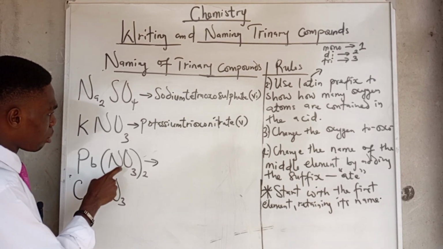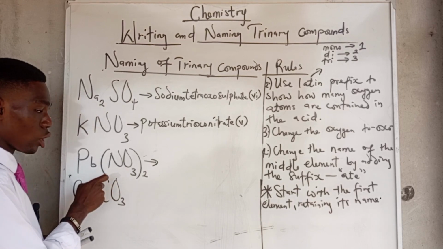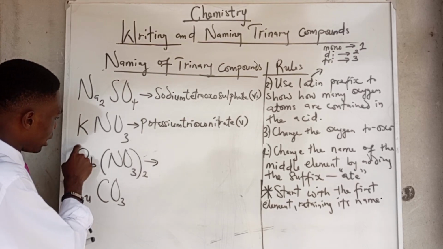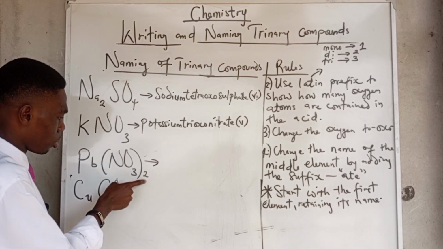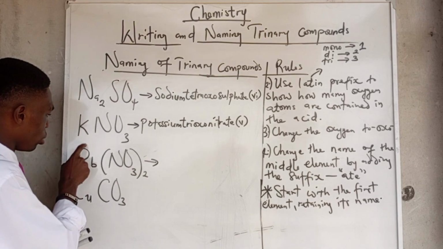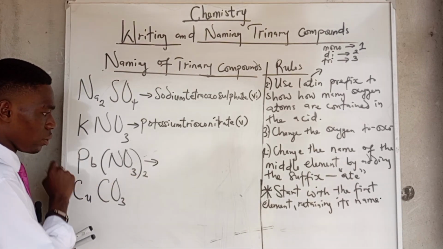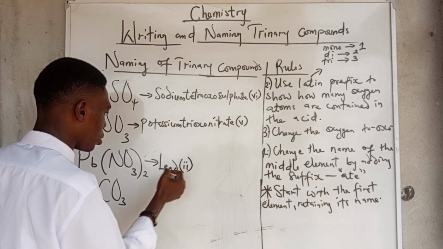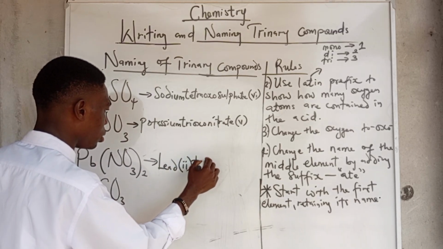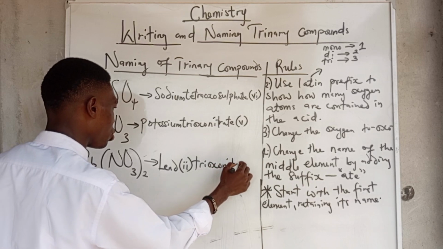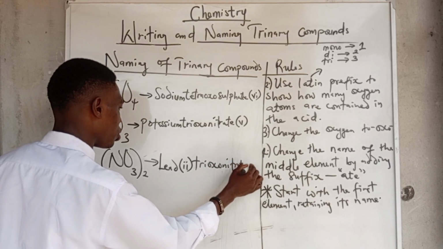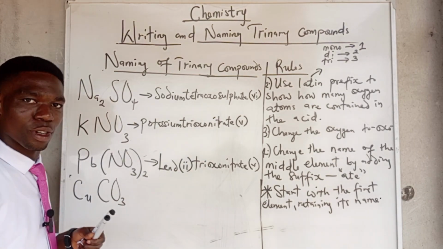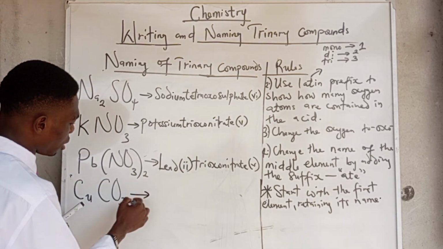And how will I know that this guy is coming from HNO3, and since the substitute of hydrogen is 1, it means that the valency for this is going to be 1, and so 1 will be here. And since this 2 is the subscript of this, it means that this subscript belongs to lead, and so this subscript here is the valency of lead. So I'm going to call it what? Lead 2. All right, lead 2. Then also write what? Trioxo nitrate 5. So that's the name of this compound, lead 2 trioxo nitrate 5.